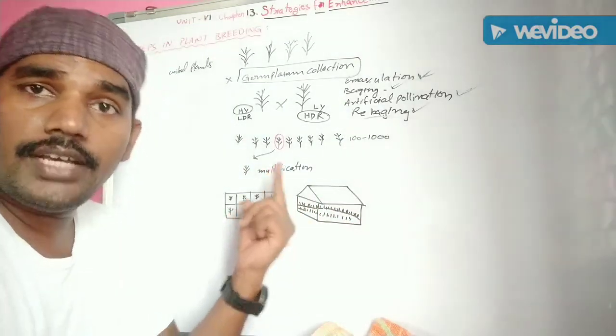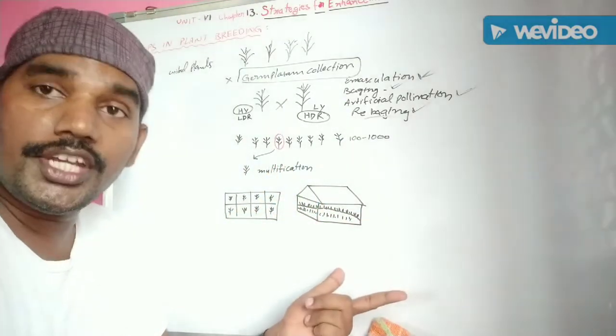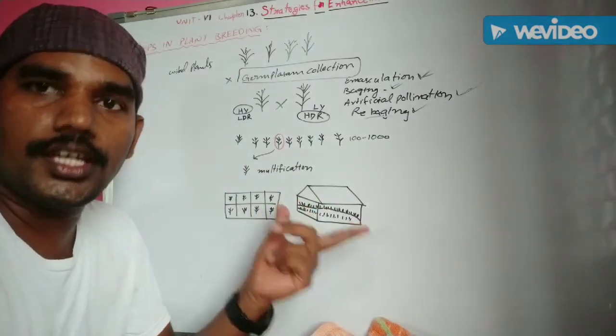These selected plants successfully live in different types of conditions, different types of irrigation, different types of resistance conditions.